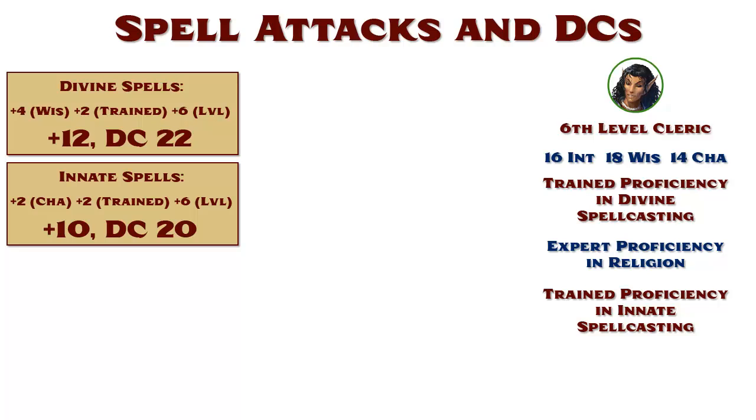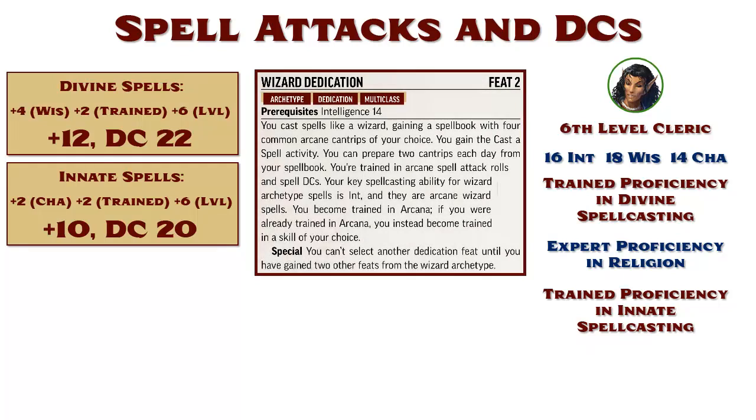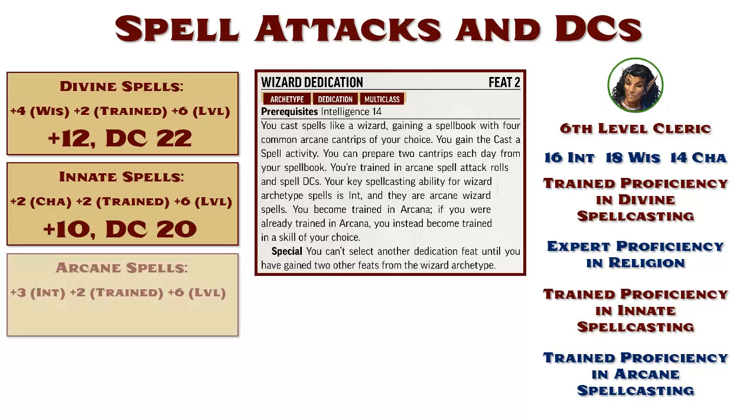With his class feat this level, he decides to multiclass into Wizard by selecting that dedication feat. This now grants him the ability to cast arcane spells at trained proficiency. His spell attack bonus for these spells will be based on Intelligence, which is 16, so it's calculated as 3 for Intelligence, plus 2 for trained proficiency, plus 6 for his level, and that makes a total bonus of +11 and a spell DC of 21.